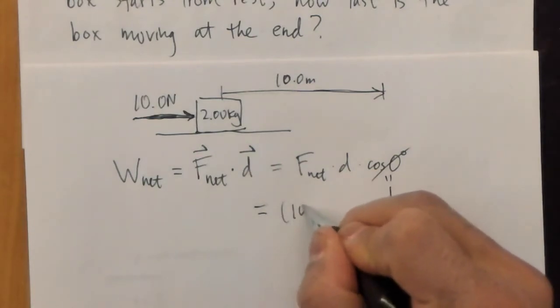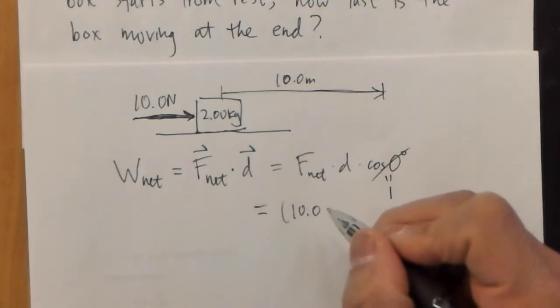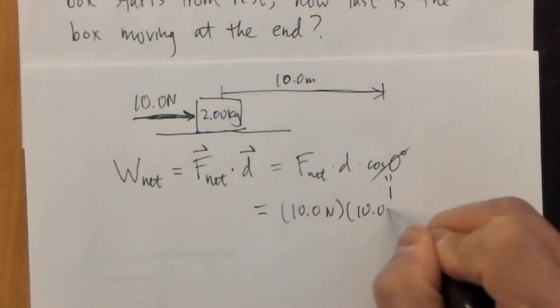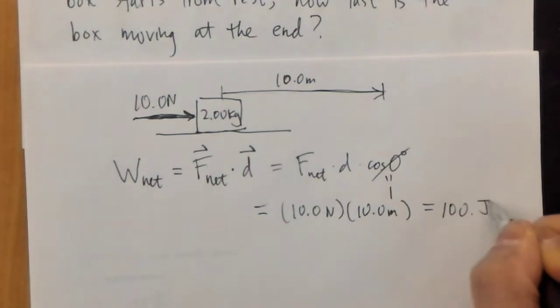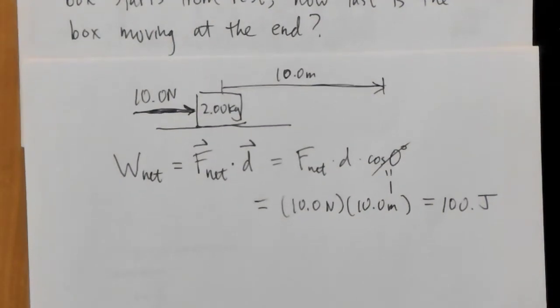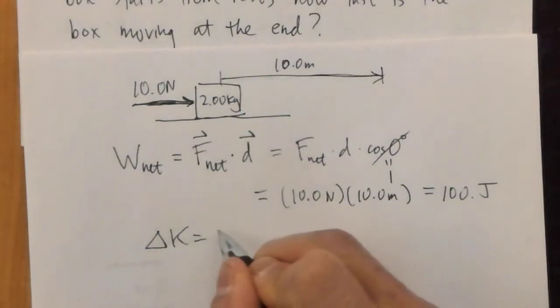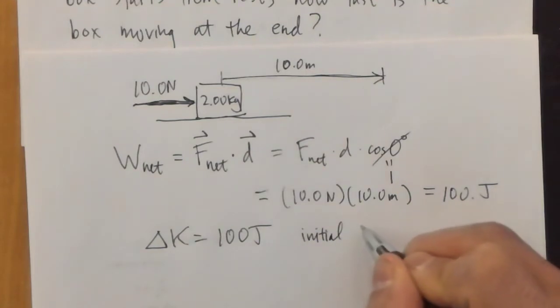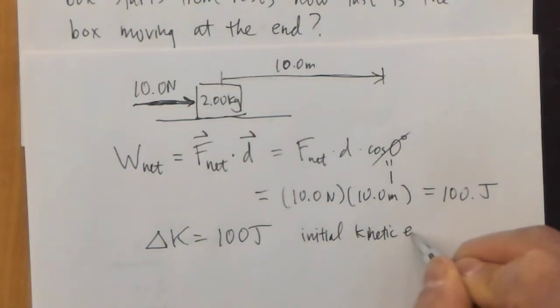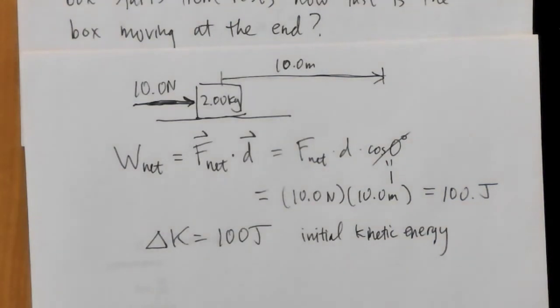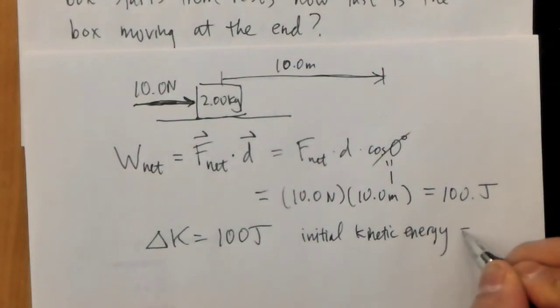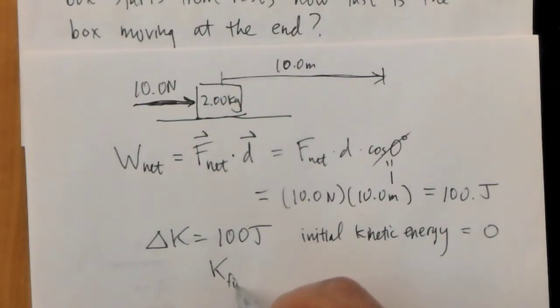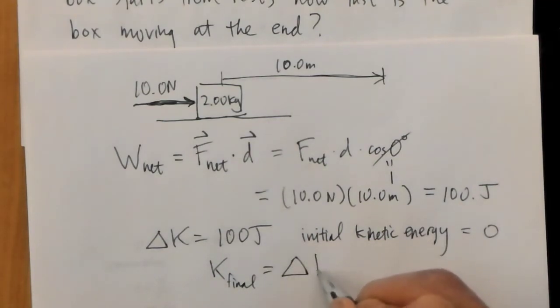So it's not that hard. It's going to be 10 newtons times 10 meters. And so we get 100 joules. So we figure out that delta K, change in the kinetic energy, is 100 joules. And since the initial kinetic energy, what is the initial kinetic energy going to be? Yeah, it starts at rest. So the initial kinetic energy is equal to 0. So then that means that the K final is just going to be the change in the kinetic energy. And so that will be equal to 100 joules.